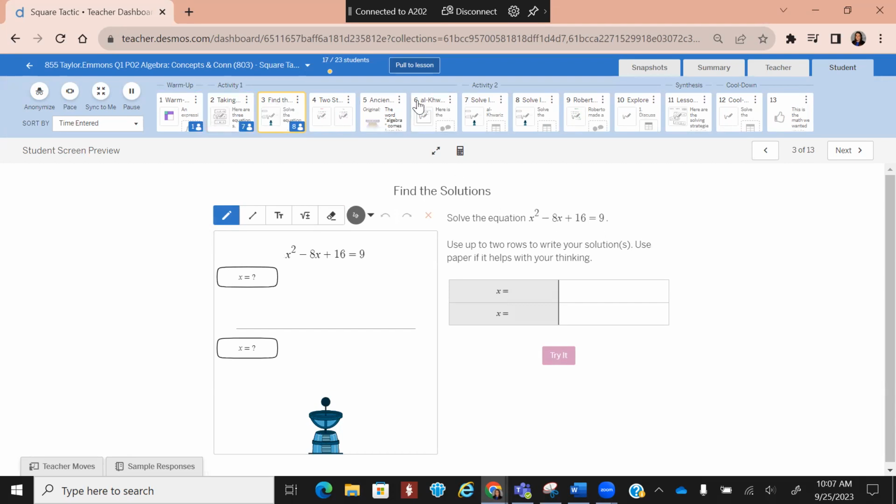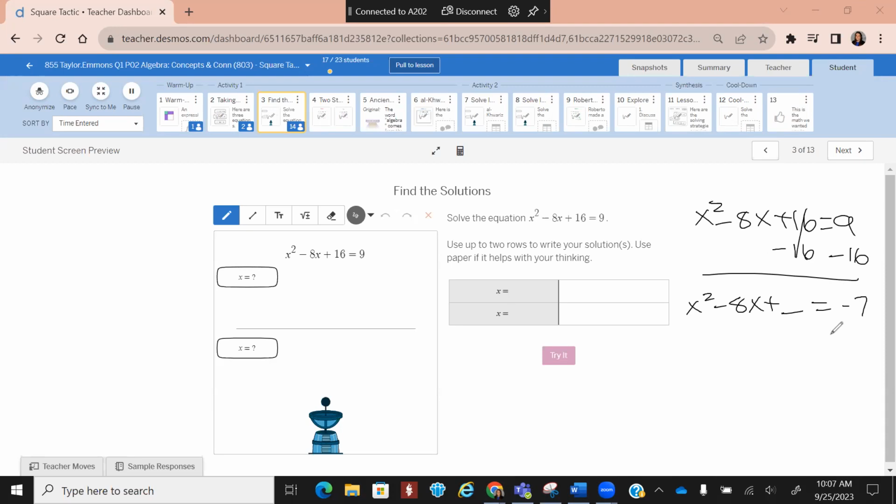On here, I need you to watch. You're going to move your C term to the other side. Notice how there's a number already over here. That's okay. We're going to subtract that 16, and that's going to give us -7. And then what's our next step? After we move our C term, what do we do next?